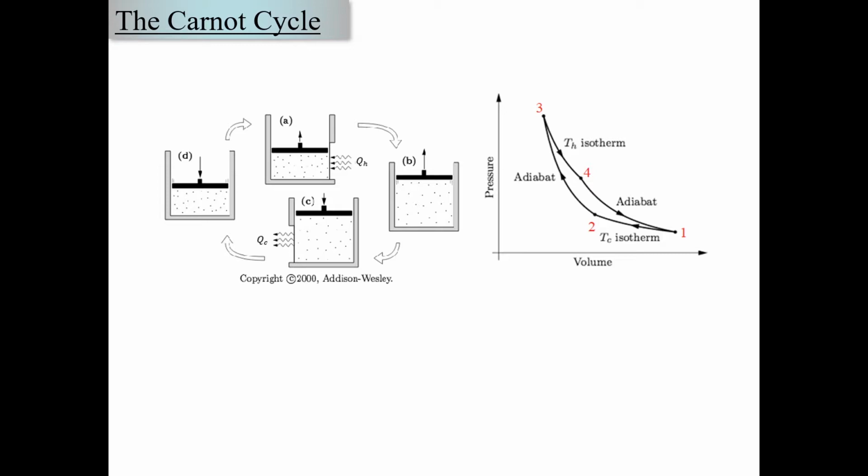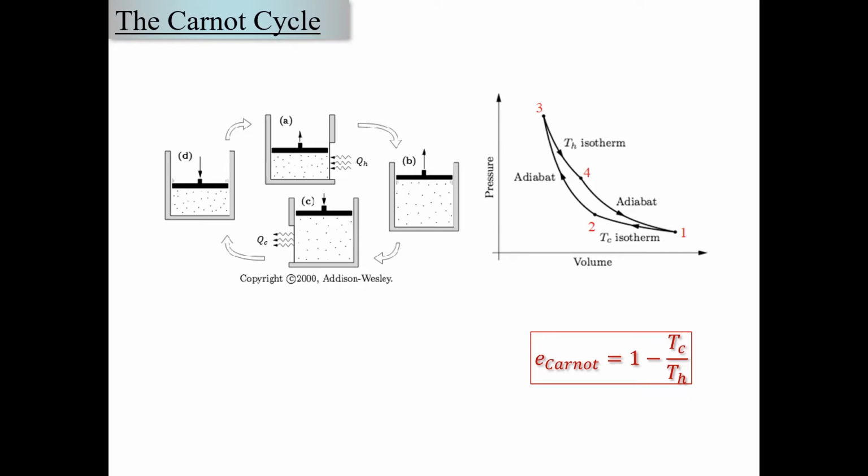So essentially, we have two processes that take place at different temperatures, between 1 and 2 and 3 and 4, which are isothermal. So 1 to 2 takes place at a cold temperature, and 3 to 4 takes place at a hot temperature. And then we connect these two temperatures through adiabatic expansion and compression. Adiabats allow no heat transfer, and so the temperature of the gas changes as the gas does work, either has work done on it in compression or does positive work itself in expansion.